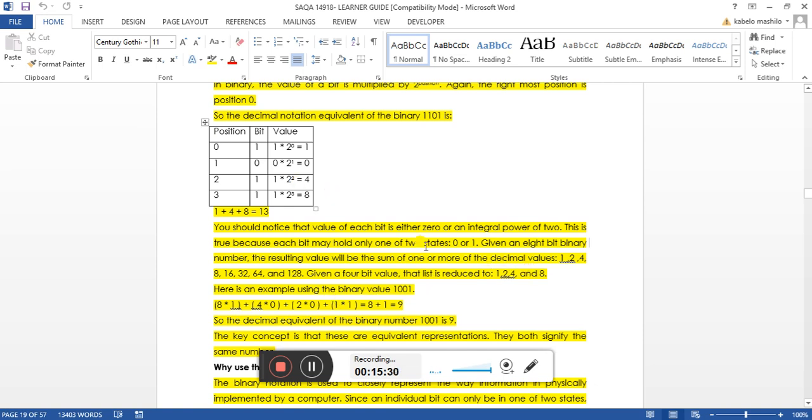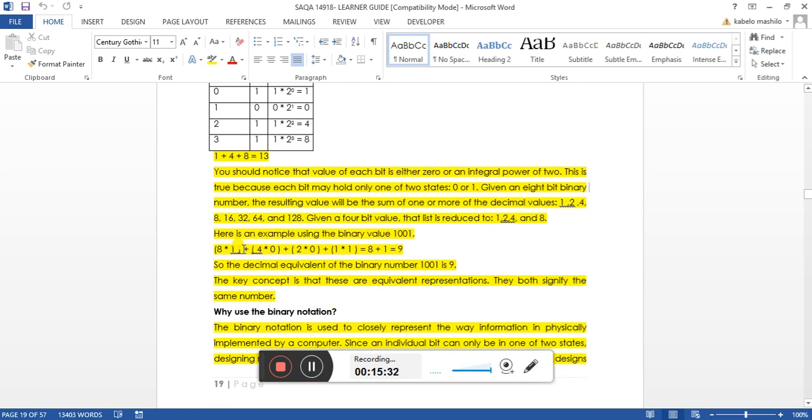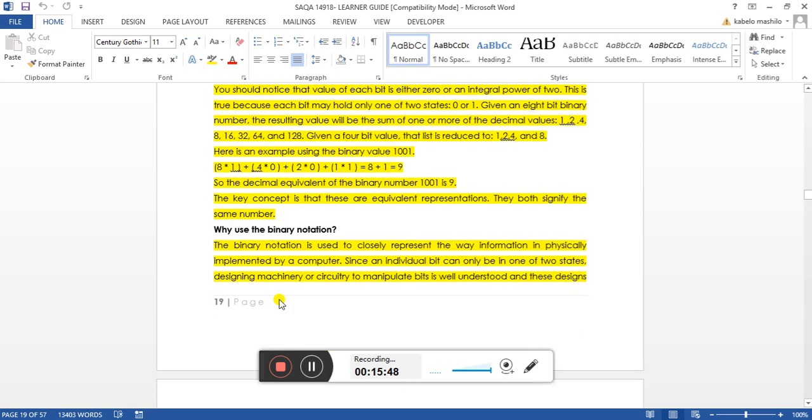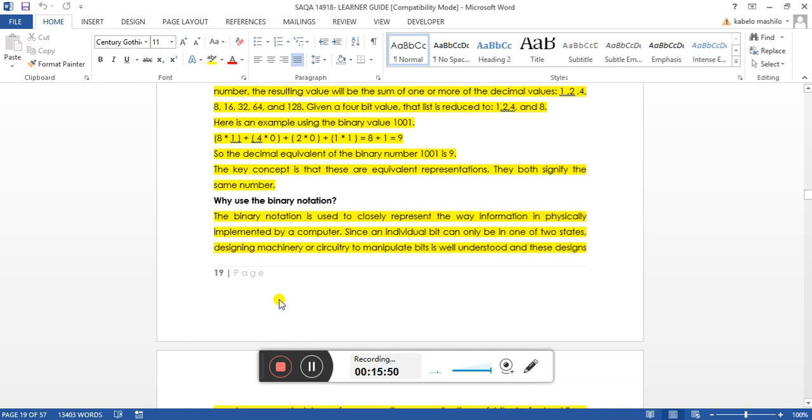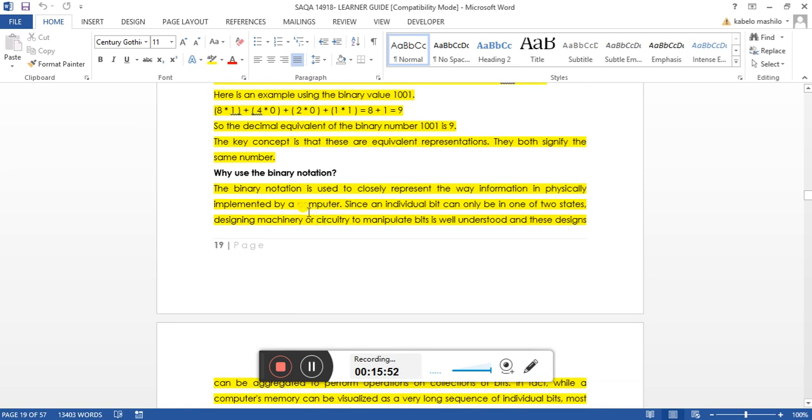Here's an example. We've done that example, so we won't go through that. The decimal equivalent of the binary number 1001 is 9. So the key concept is that these are equivalent representations. They both signify the same number. So why use the binary notation?